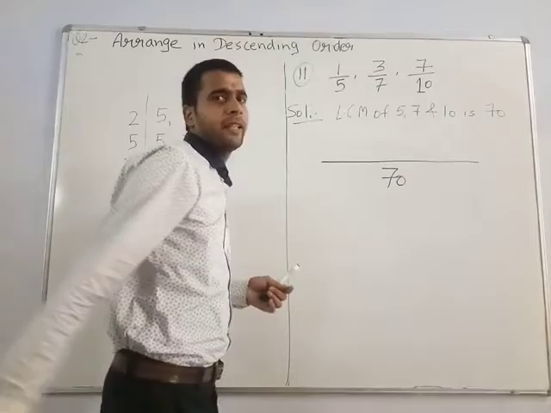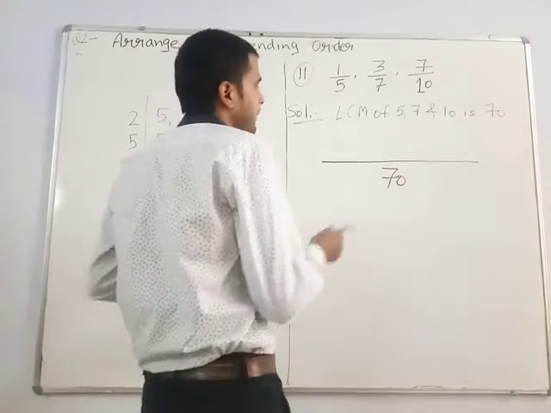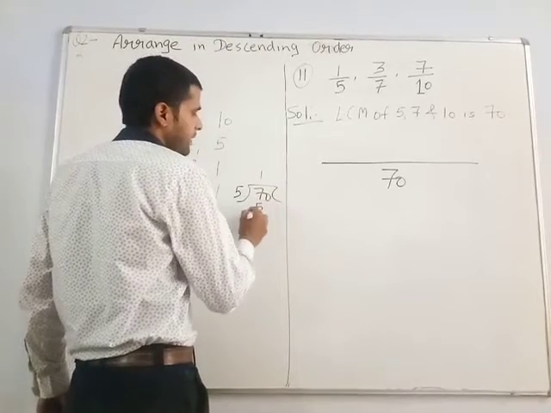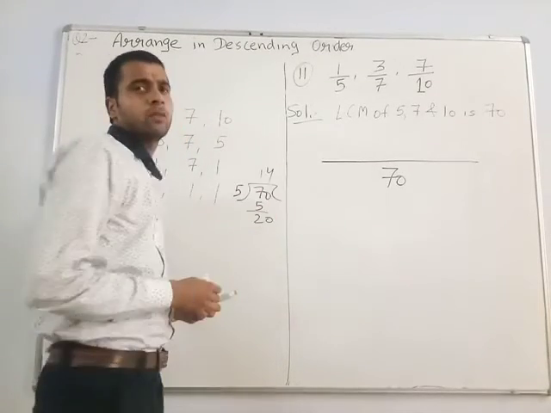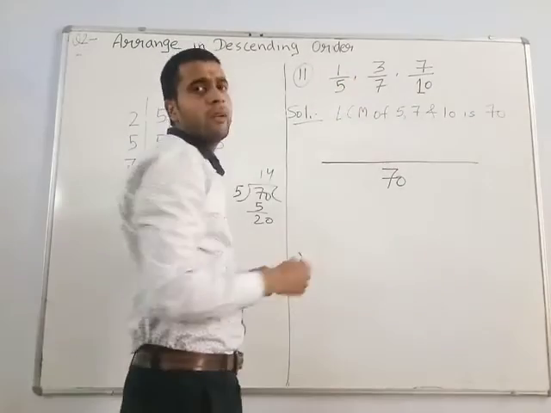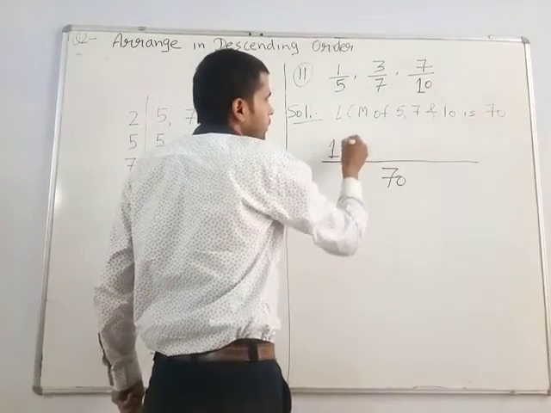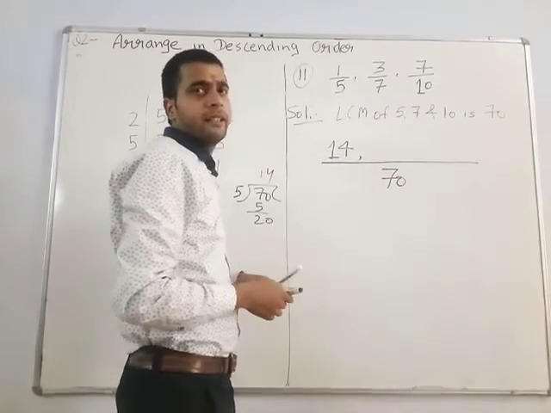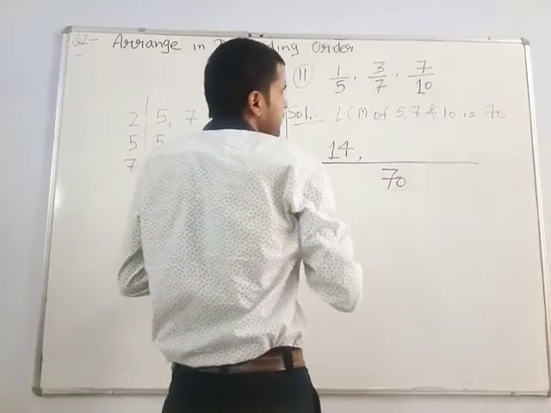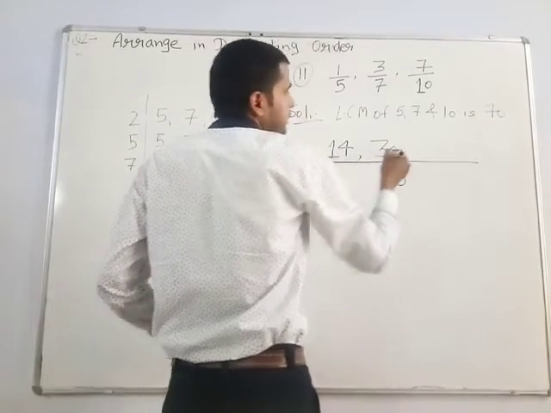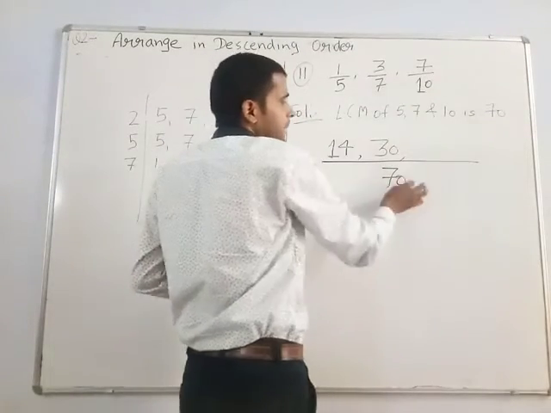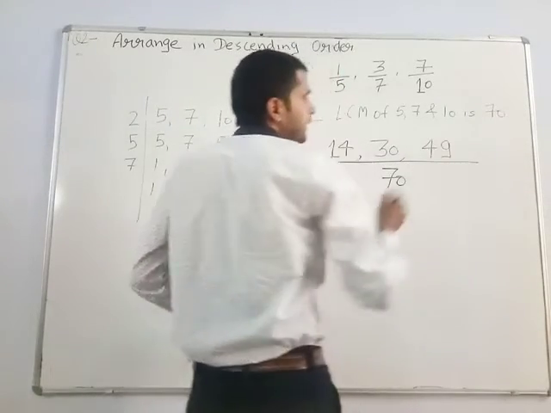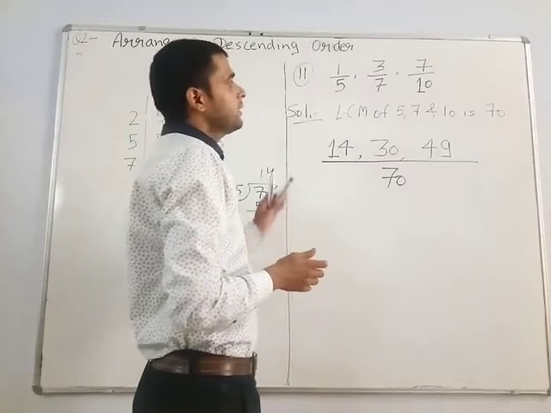70. 70 divided by 5, how much? 14, multiplied by 1. So 14 into 1, 14. 70 divided by 7, 10 times, 10 into 3, 30. Then 70 divided by 10, 7 times, 7 into 7, 49.